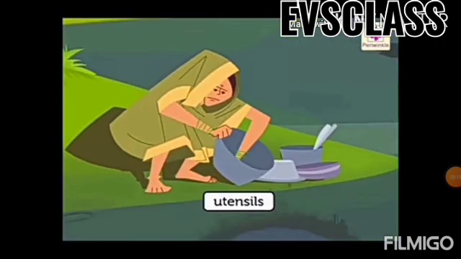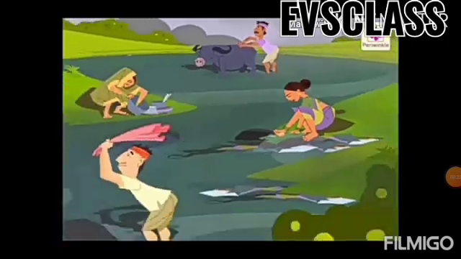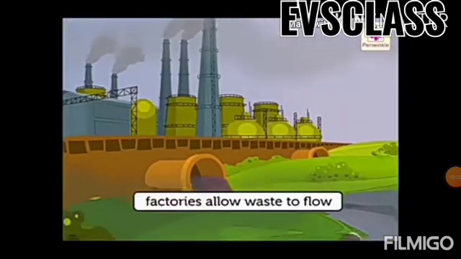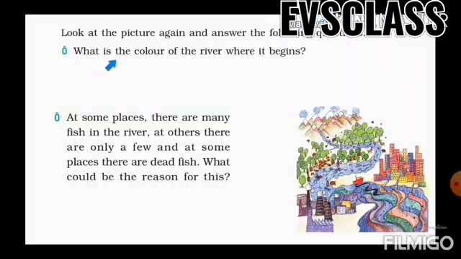Washing clothes, utensils, and animals in water bodies dirties them. Some factories allow waste to flow into water bodies. This makes the water dirty. Now look at a few questions, students. Look at the picture again and answer the following questions.